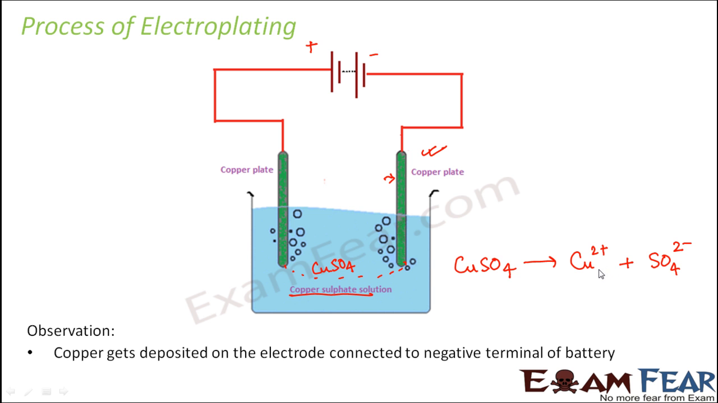So these copper ions, being positively charged, tend to move towards the negative electrode. Which is the negative electrode? This is the negative electrode and this is the positive electrode. So these copper ions will tend to move towards the negative electrode. So these copper ions will start to deposit on the negative electrode. So what will happen then? So copper is getting deposited on this electrode.